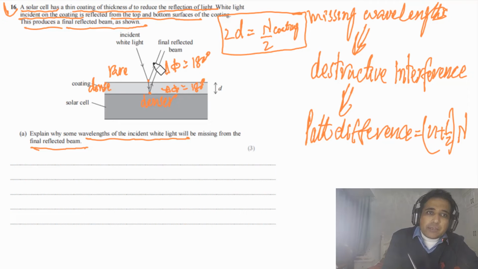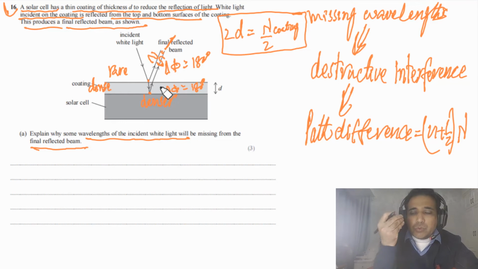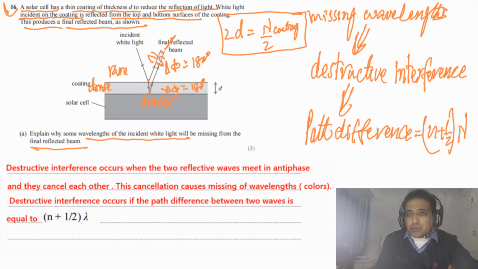So it means that this reflected beam and the other one will be 180 degrees out of phase, and here we will see no light because this is due to destructive interference. So these are the points we need to understand. If these points are clear to you, now let me show you how you can write down your answer. In your answer, you can talk about these points.